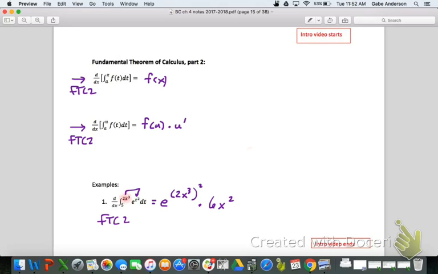So I would want you to be able to do that as opposed to trying to figure out what the antiderivative of e to the t squared is. It's a lot more difficult than you might think, and it would be much easier simply to recognize and use the FTC2 trick. Okay, hopefully that's helpful. We'll practice these when I see you next time in class.